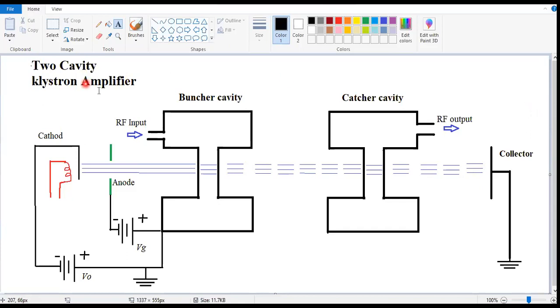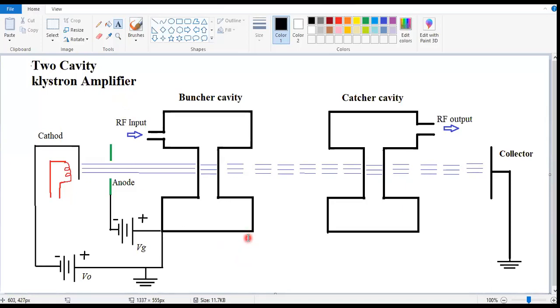And as it is an amplifier, what will be the gain? The possible gain is around 30 dB. That is a very high gain. So these are the general specifications of the two cavity klystron.